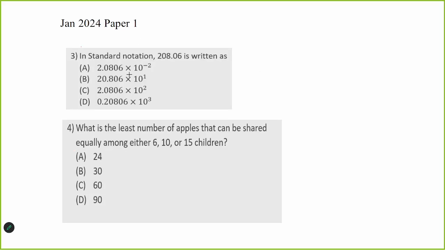Right? This one here, standard notation means you want 1 digit in front of your decimal point. Non-zero digits. So it's not this one, not this one. It's either this one or this one. Even if you look at this, you're supposed to get a less number. But we don't want a less number, we want a bigger number, right? So the one that makes the most sense is 10 to the power 2, which is basically 100, right?